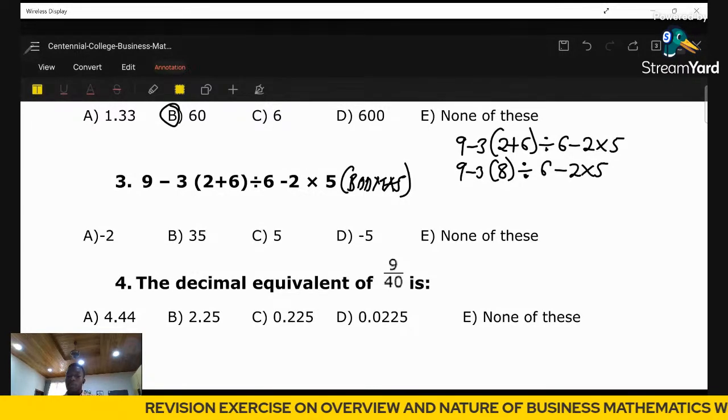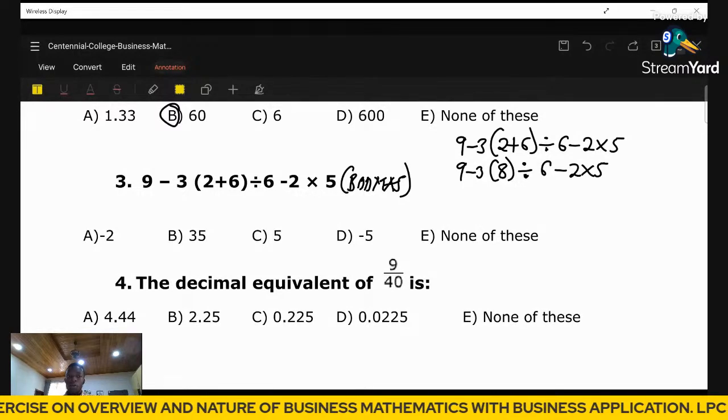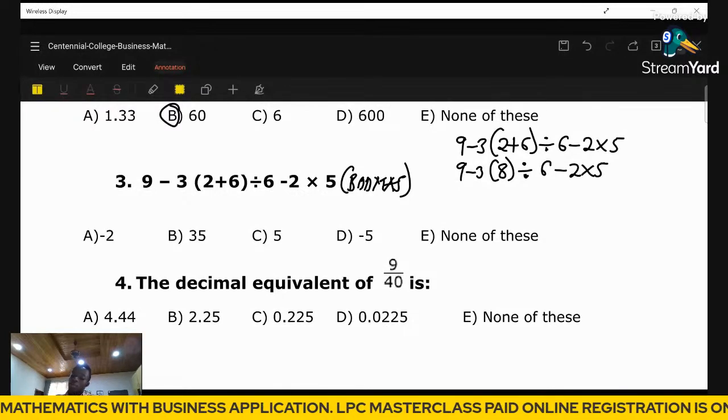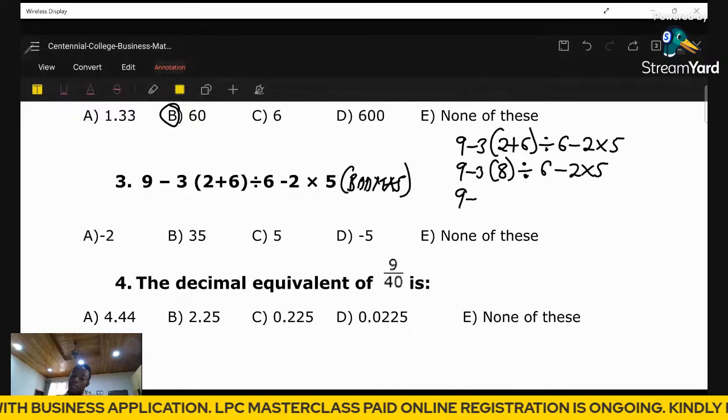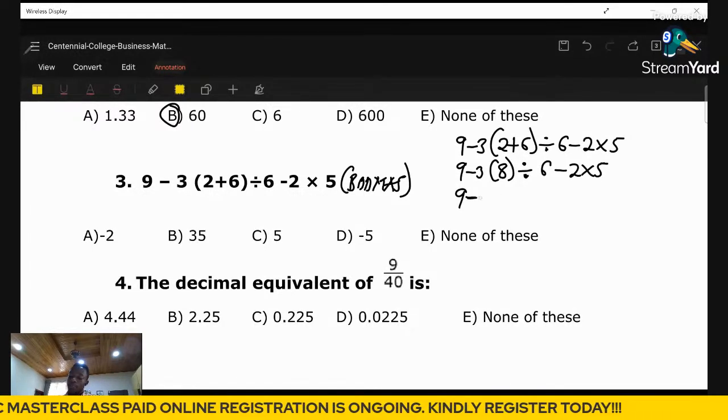After the bracket, the next is to talk about the "of". Do you see any "of" here? No, we don't see any. So we move on straight away to division. Before that, we have our 9. Here, let's actually multiply straight up. So 3 multiplying 8, we are getting what?